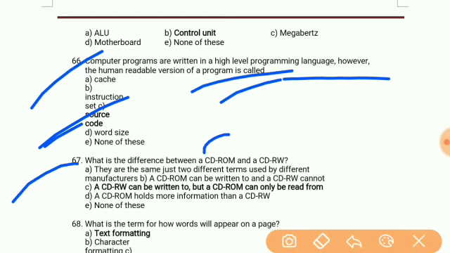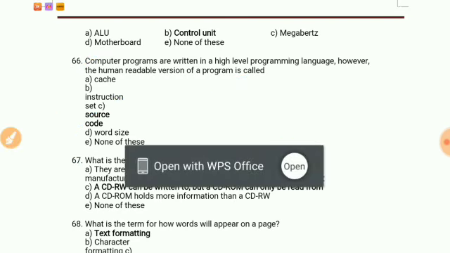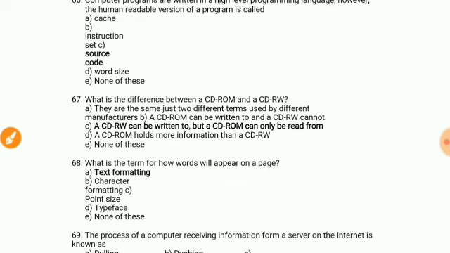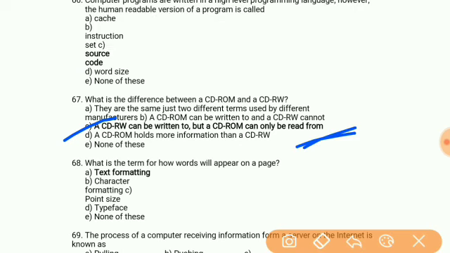Then what is the difference between CD-ROM and CD-RW? The difference is that a CD-RW can be written to, but a CD-ROM can only be read from. Okay, CD-RW can be written to, and ROM you can only read from.